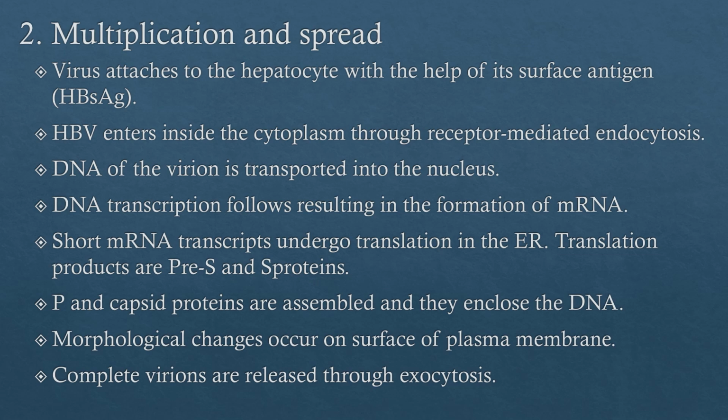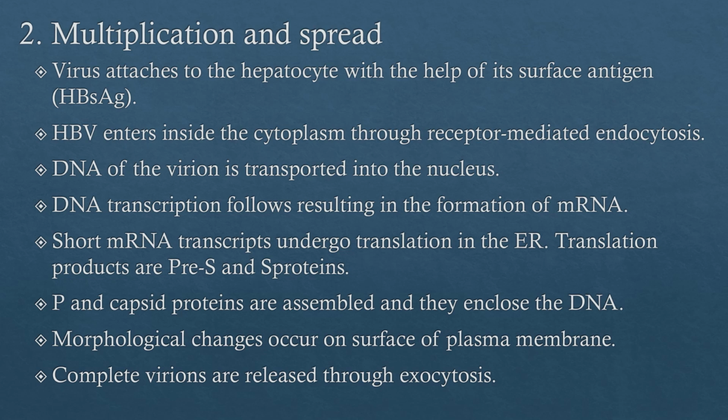Multiplication and spread. The target of hepatitis B virus is the hepatocyte. HBV proteins and genomes have been identified in extrahepatic sites, such as bone marrow, spleen, lymph nodes, and circulating lymphocytes, but they do not produce any damage in these locations. The steps involved in viral multiplication and spread are: first, the virus attaches to the hepatocyte with the help of its surface antigen. HBV enters the cytoplasm through receptor-mediated endocytosis.